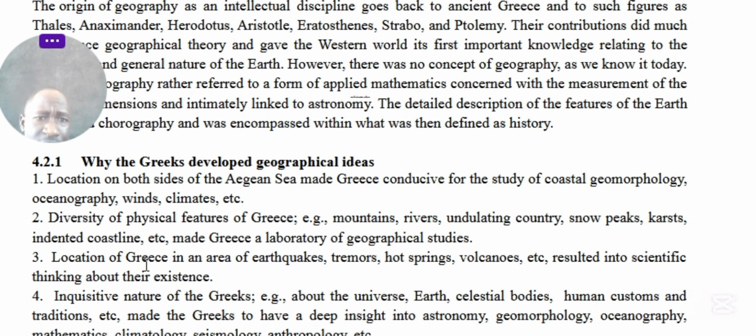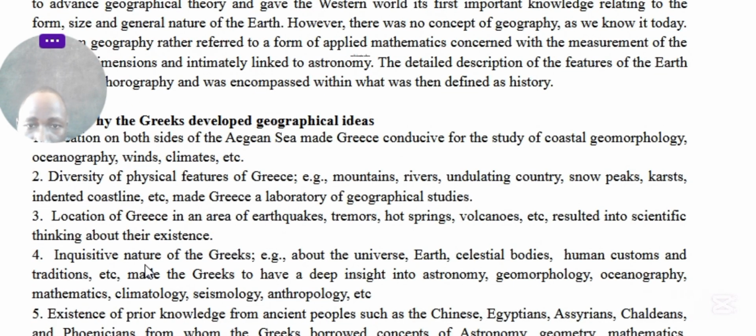Here we are going to be looking at the Greeks and the evolution of geographical thought. Mainly we are going to be looking at the Greeks. How did the Greeks manage to expose geography? How did they do in terms of research? What did they find out? Here mainly is what we are going to be looking at.